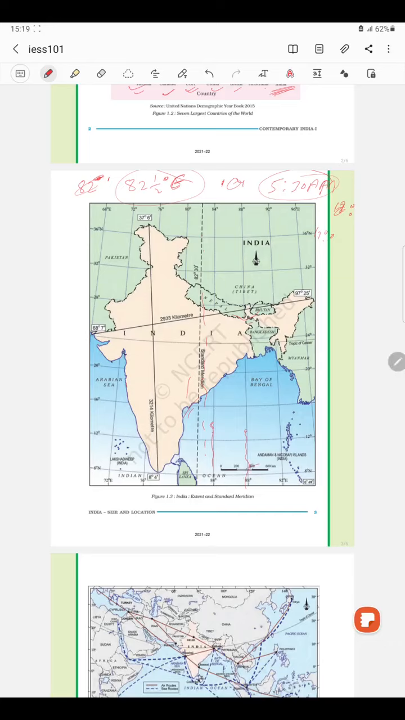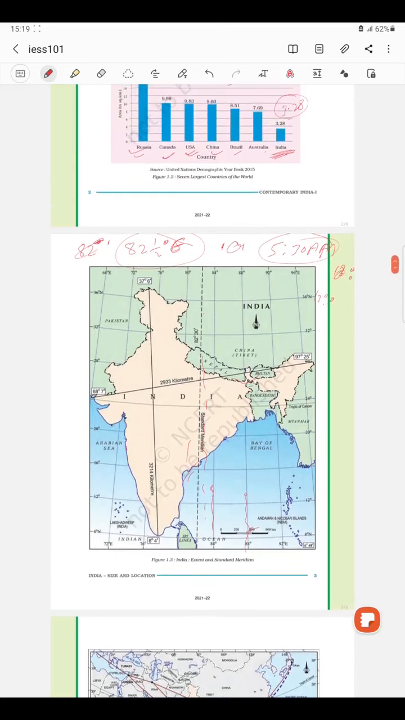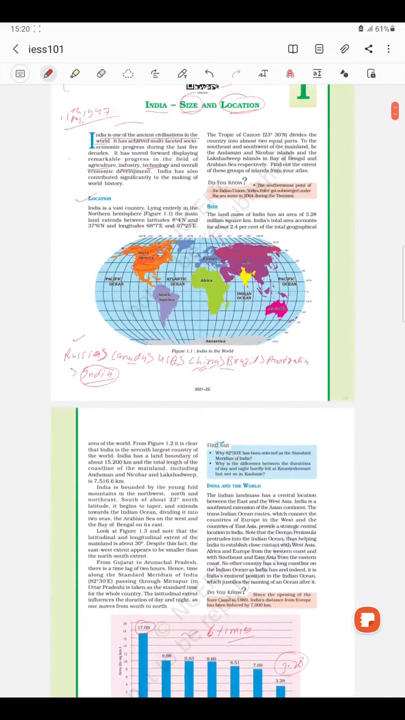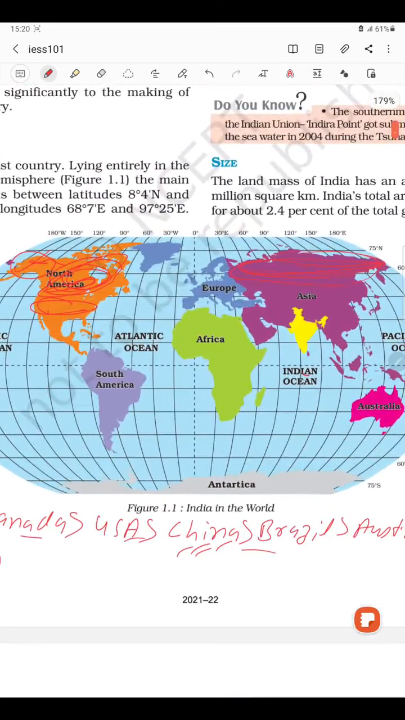0 degree longitude is called the prime meridian, which passes through Britain, at a place known as Greenwich, and that is considered as the 0 hour. When we move to the right of this, that means ahead, the time goes ahead. And if you move this other side, the time goes back.